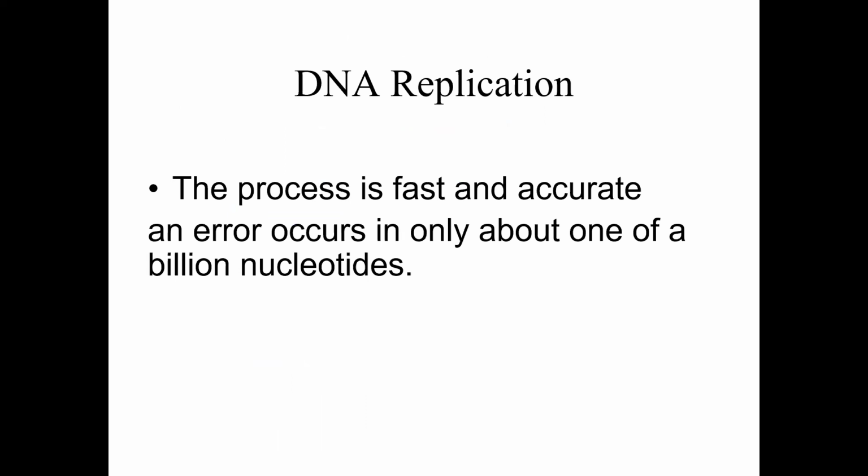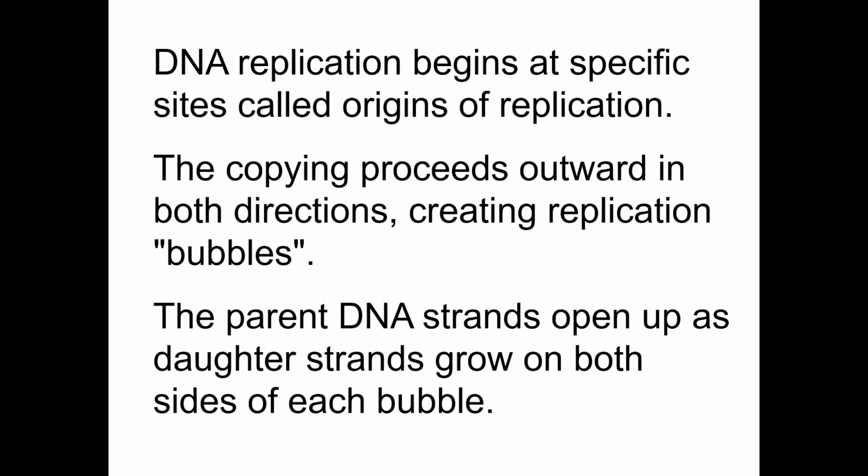Now DNA replication is a process that is fast and accurate, and error occurs in only about 1 of a billion nucleotides. So in about billions of nucleotides that have been added, a mistake or error can occur in one. And the process is very accurate.